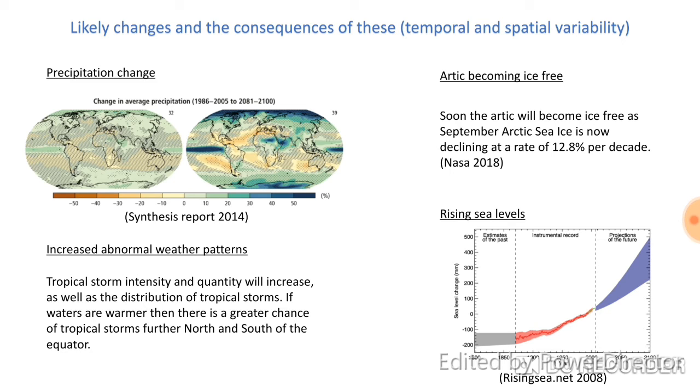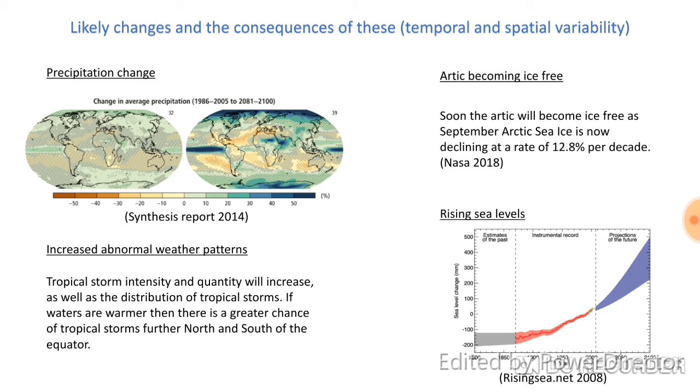In September, Arctic sea ice is declining at a rate of 12.8% per decade according to NASA's recent studies in 2018. This is an alarming rate and soon the Arctic could become ice-free. Also, sea levels are rising and will rise in the future as a result of the Arctic ice and other ice caps melting. Projections are hard to make accurately for this, as we don't know how quickly the ice will melt and what effect the albedo will have on this.